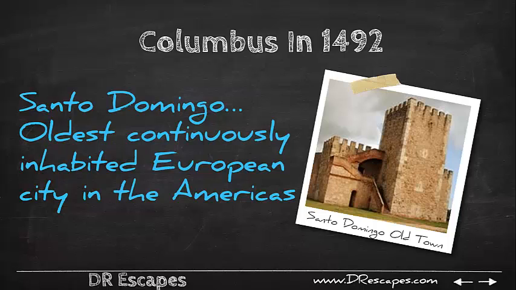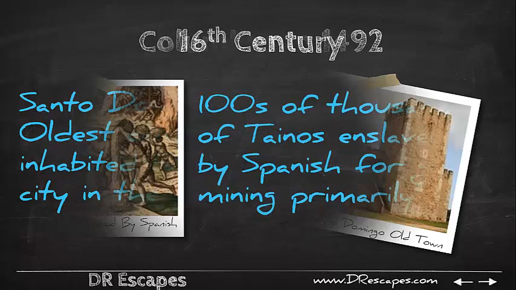On his first voyage, it was December in 1492. The second voyage was a year later in 93. And they set up a colony in Santo Domingo, which is the capital of the country, and remains the oldest continuously inhabited European city in the Americas. So that's where the capital of Santo Domingo got started.